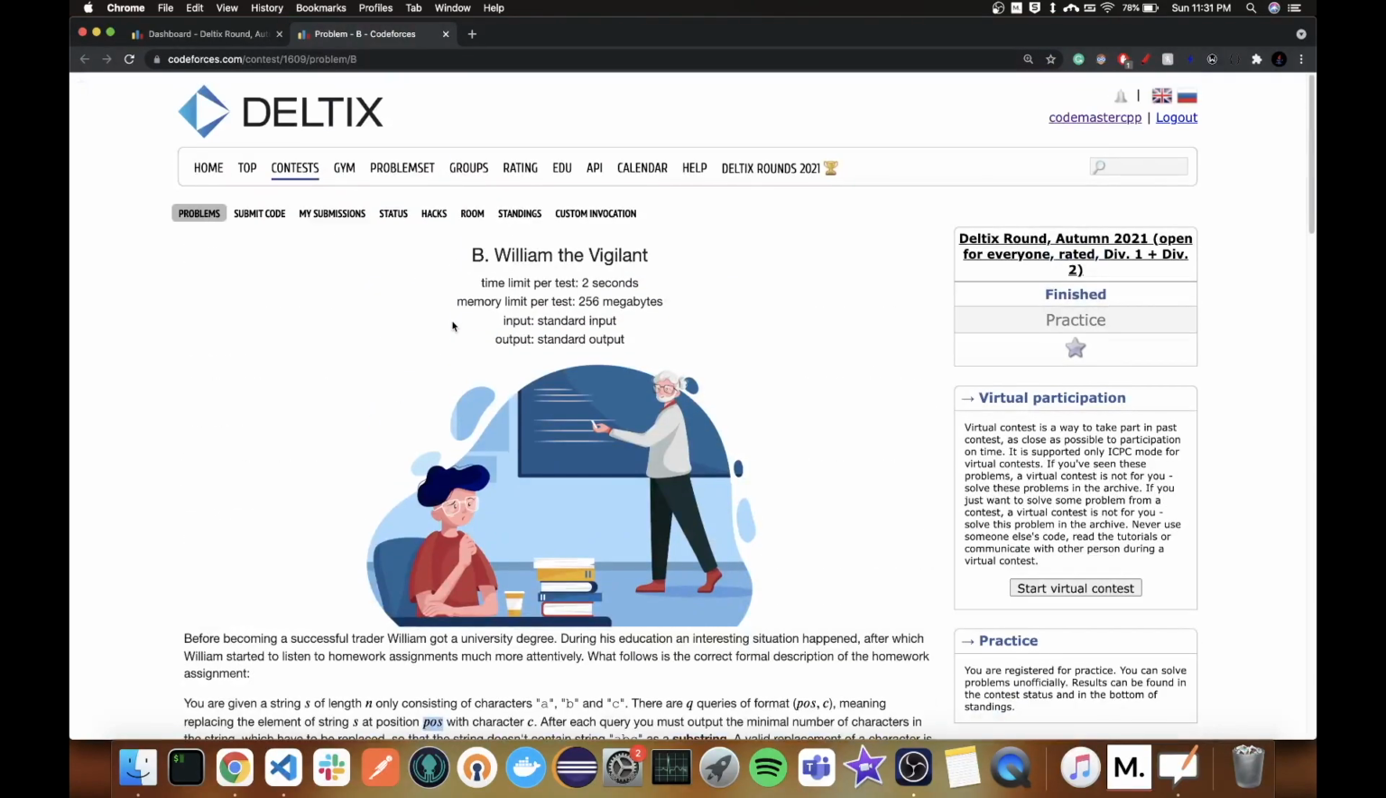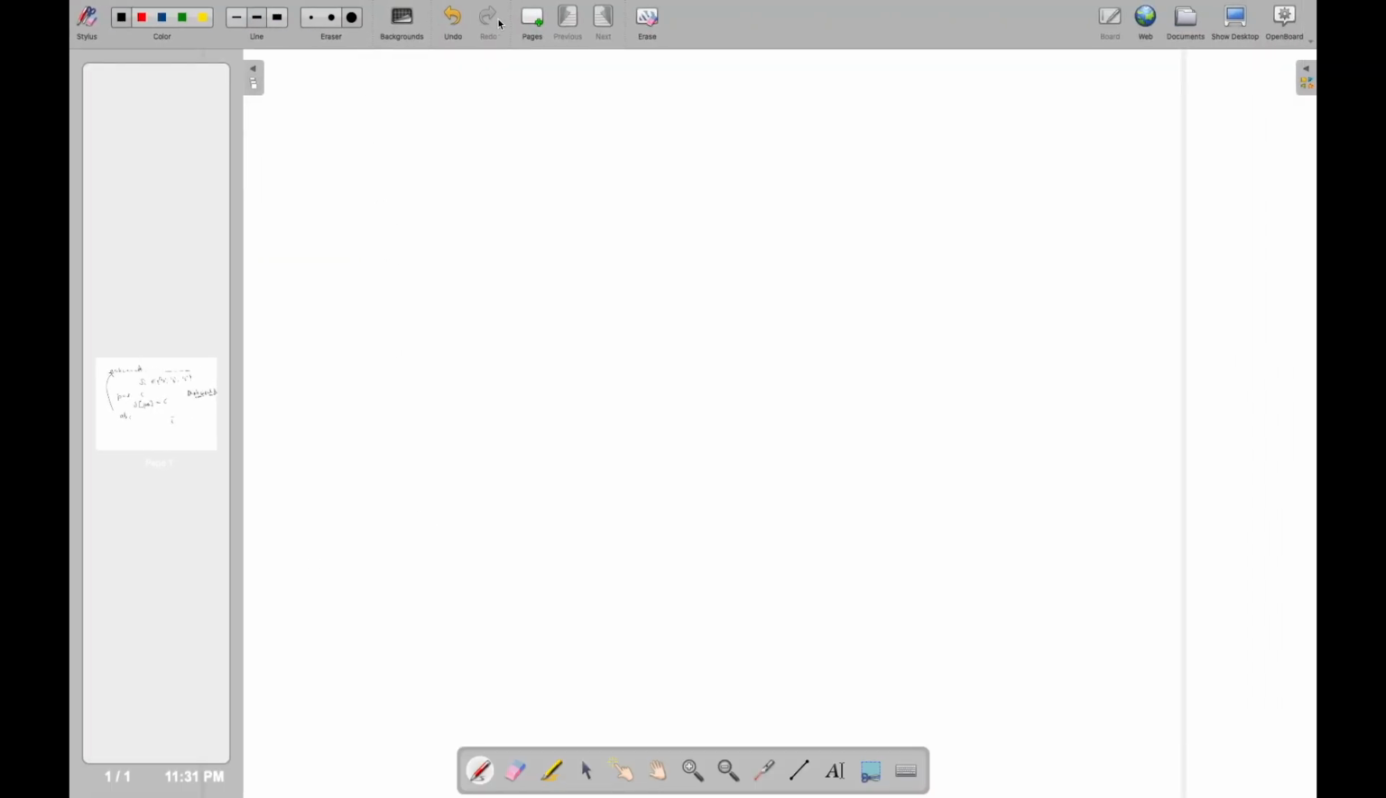Okay, so problem B. In this problem we are given a string which is like this: c a b b a c c b a, something like this. So we have a string and every character is either a, b or c. Now what we want to find is the minimum number of elements we need to change such that there is no substring abc in it. So right now you can see there is an ABC.